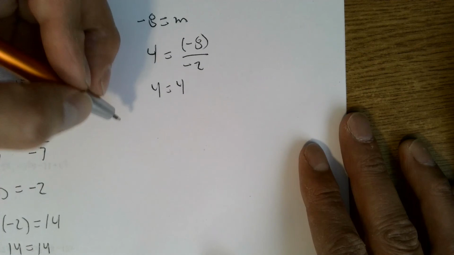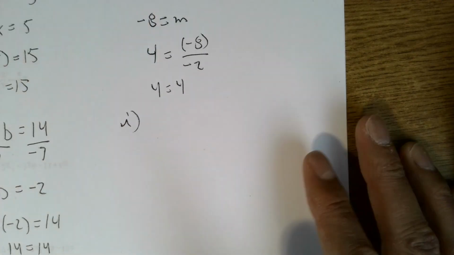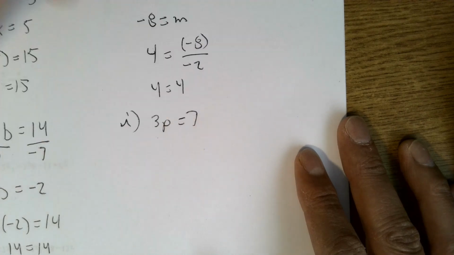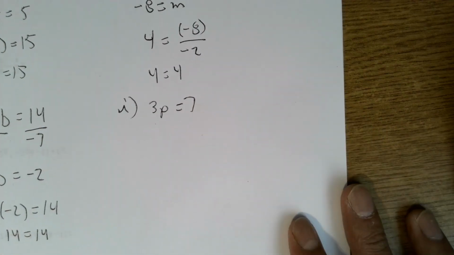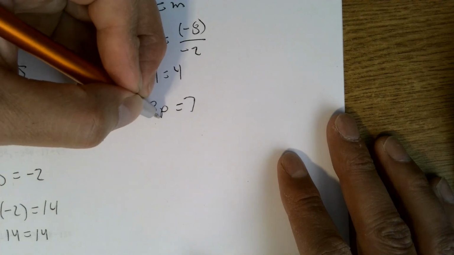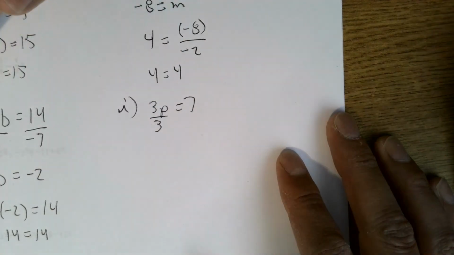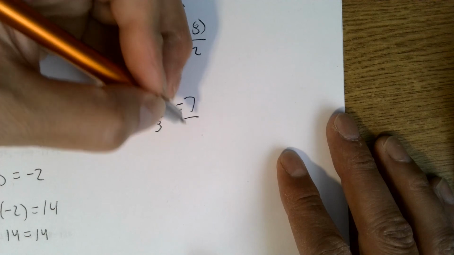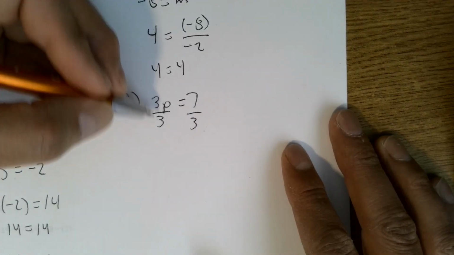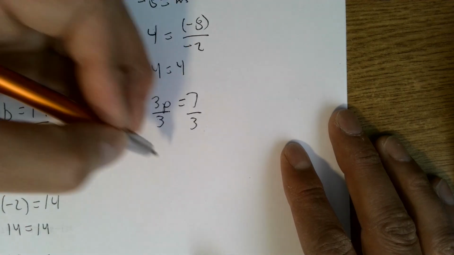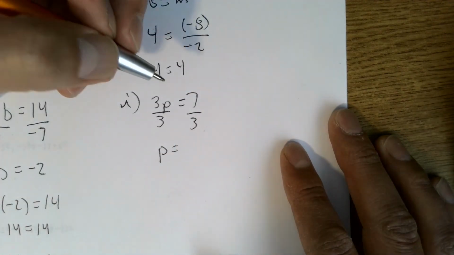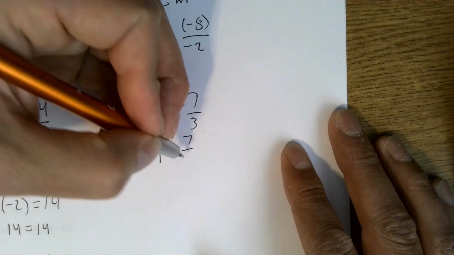Okay, and one more. Got 3p equals 7. And again, we want to get p by itself. So we're going to divide, or sorry, we want to get 1p, I should say, not p by itself. So I'm going to divide both sides by 3. 3 divided by 3 is 1, so I've got 1p, or just p. And 7 divided by 3, I'm going to leave as an improper fraction of 7 over 3.